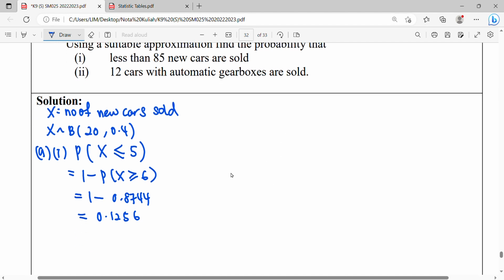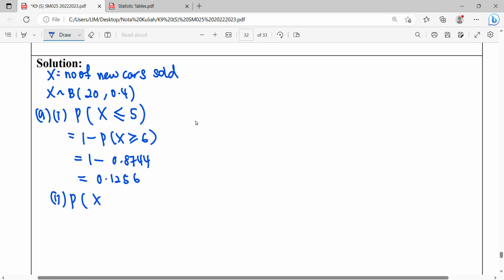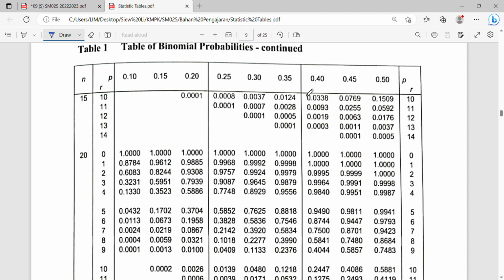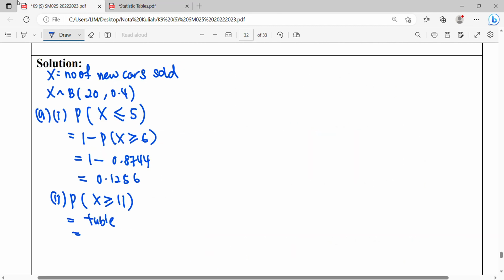Question number 2, how many new cars here? Question number 2, at least 11. At least, more than or equal to 11. So when we have more than or equal to 11, we read the table straight away. Reading of 11. The answer is 1275.